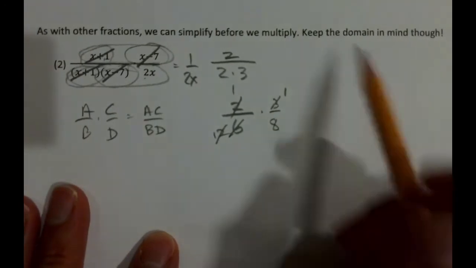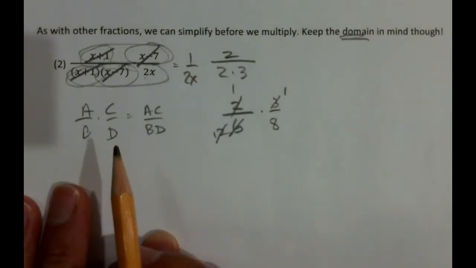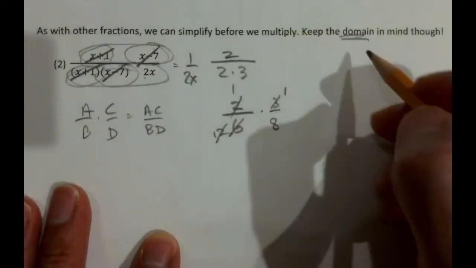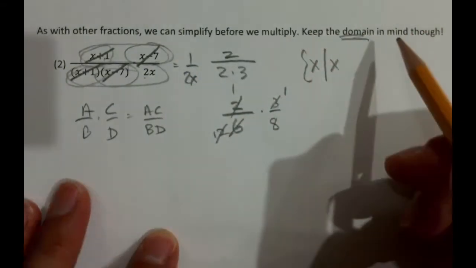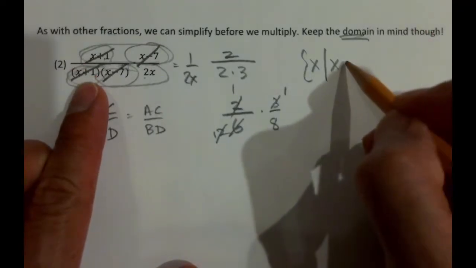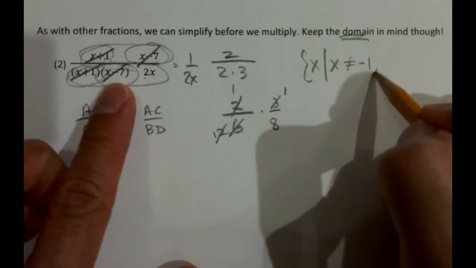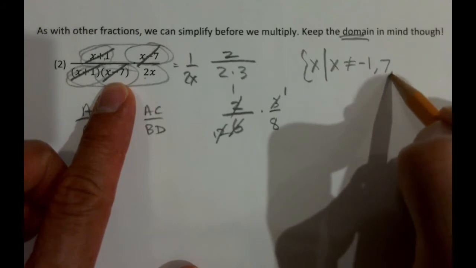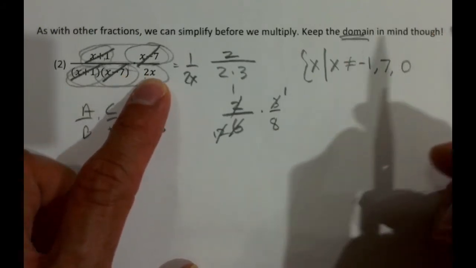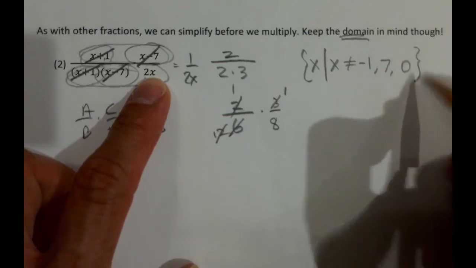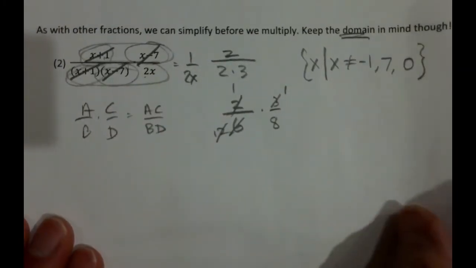Okay? Oh, but keep the domain in mind, which in this case is, again, as long as x is not, let's see, can't be -1, can't be +7, and it can't be, ding ding ding, 0, right? Because 2 times 0 would be 0, so we have more restrictions on this one.